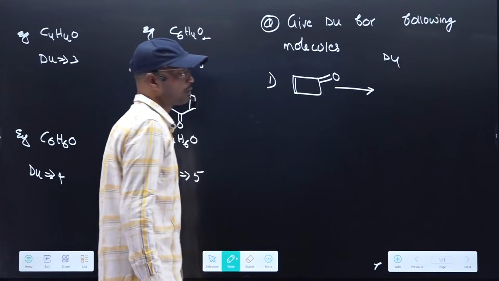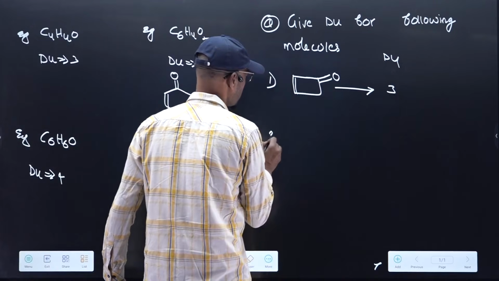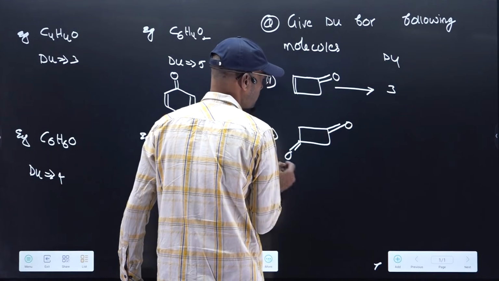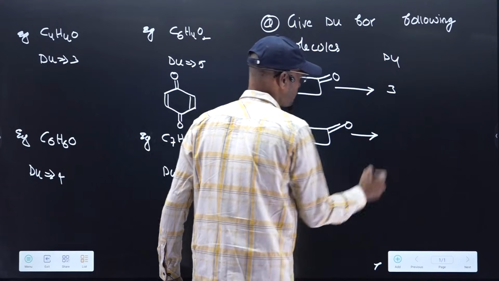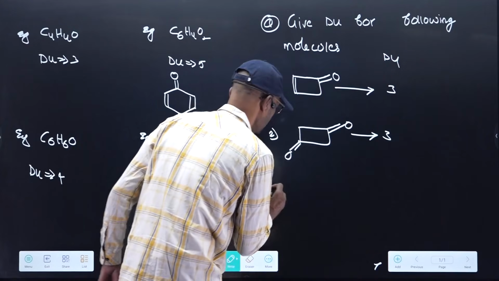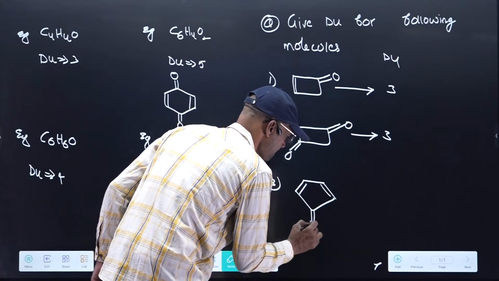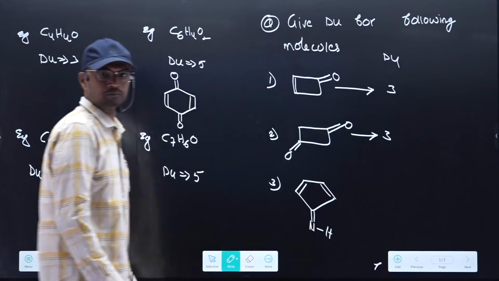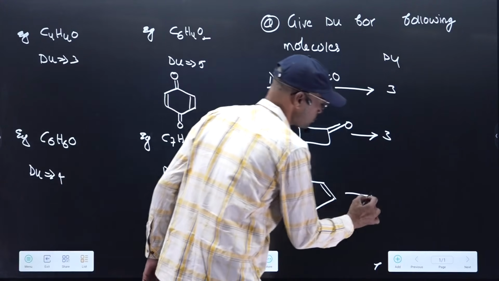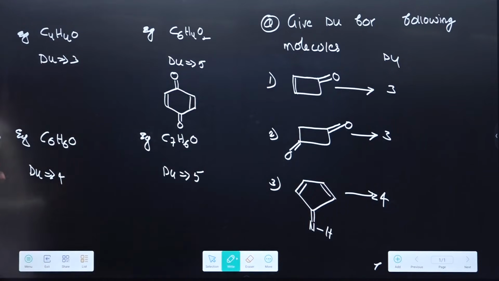What is DU? Is it 3 or not? Yes, very easily you can pick the answer. 1, 2, 3. Suppose I take this molecule, double bond, like this. What about DU? 1, 2, 3. Very easy. 3. What about DU? Very easy. Just counting rings and double bonds. 1, 2, 3, 4. So DU is 4. Clear? Only double bonds, only rings if you consider, that is sufficient.